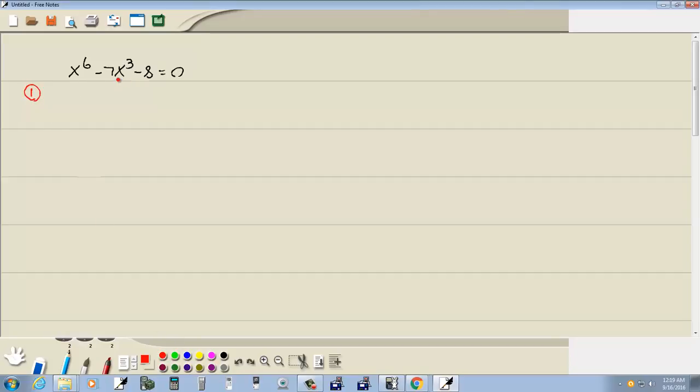Step 1, we let the middle part be equal to u. It never includes a number in front of it. And the first part be u squared.